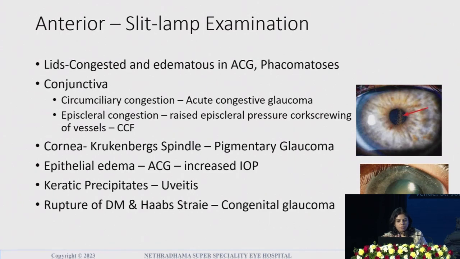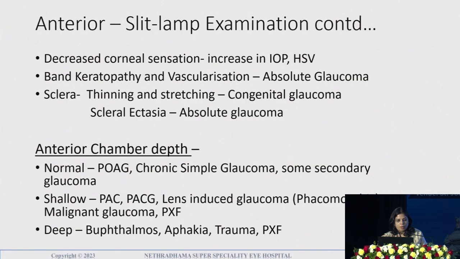In the cornea, you can look for Krukenberg spindle for pigmentary glaucoma. Look for keratic precipitates for uveitis, rupture of Descemet's membrane, and Haab's striae for congenital glaucoma. Also, thinning of the sclera is seen in congenital glaucoma as well as absolute glaucomas.